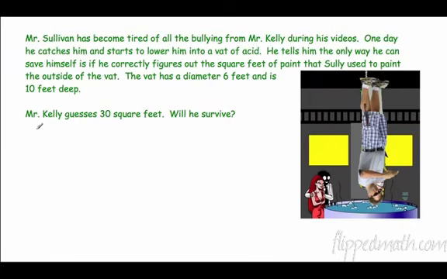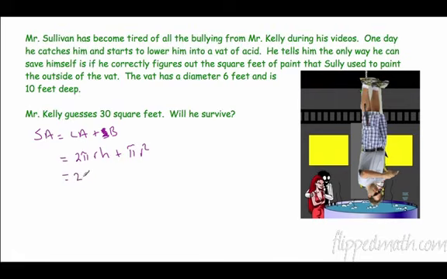So we want surface area, right? Now surface area is lateral area plus 2 bases. But check this out. If we're dipping him in, do we have 2 bases? No, we're missing a base. So ours is really going to be just one base. So what's our lateral area? 2 pi r(h) plus the area of our base is going to be pi r squared.